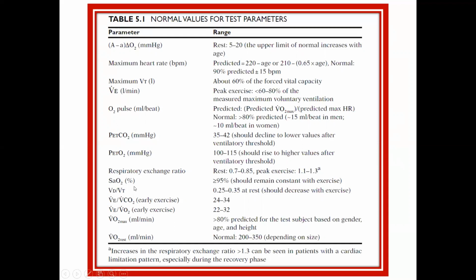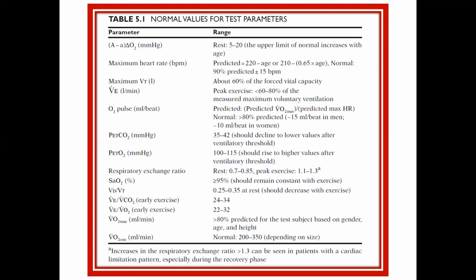VD upon VT is a very important measure. I told you it is the dead space ventilation. So consider VD upon VT. Normal is 30%. 30% of your ventilation is dead space. How? You have the trachea, you have the bronchi, and then you have those unrecruited. I told you when you're sitting upright, you have part of the lungs that are underperfused. This is all dead space. When you're ventilating, it does not participate in gas exchange.